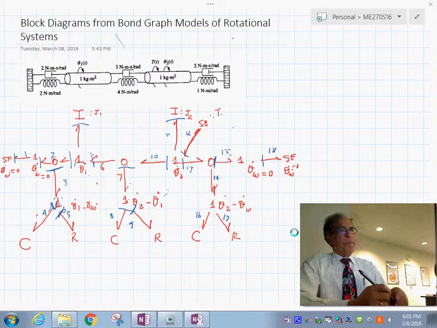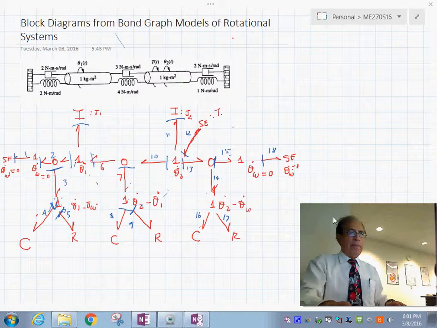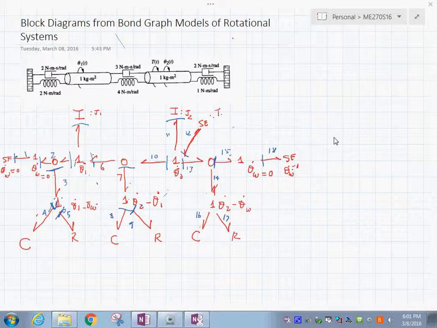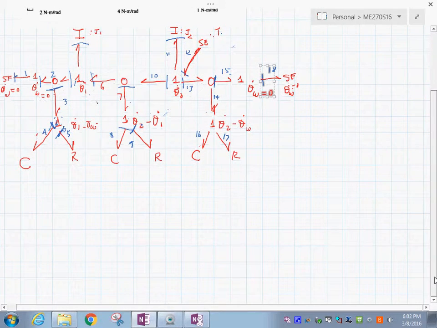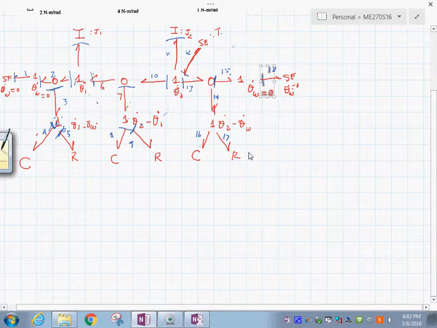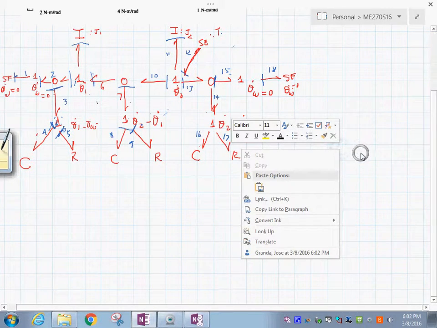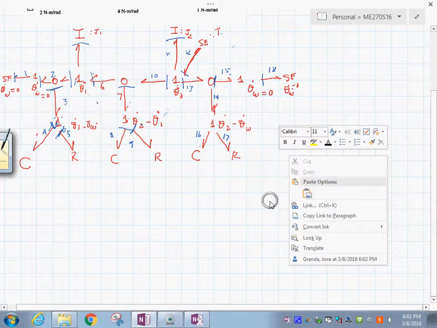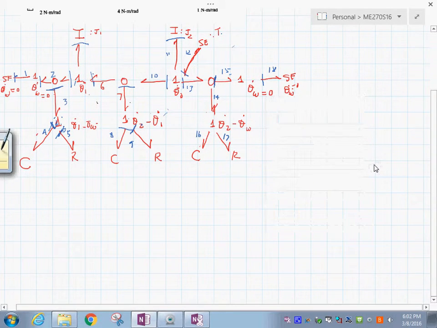So we have the bond graph complete over here, and now we are going to just follow the causal marks and the power flow marks and draw the block diagram. So we will go over here to the right hand side and see if we could give us some more space, so we are going to draw the block diagram for this.